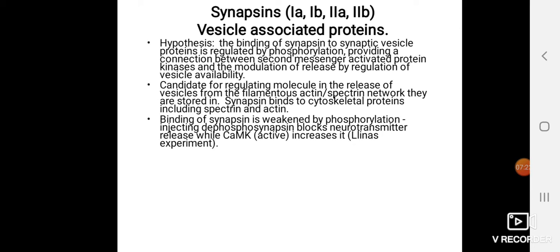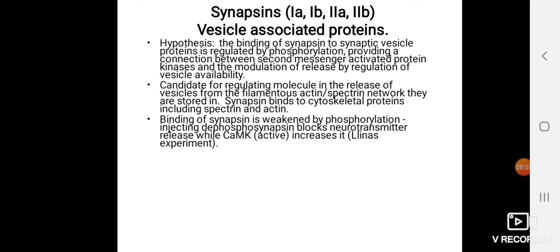Now, how exactly do these vesicles bind and fuse, as we are discussing the synaptic vesicle? Here there is a protein called synapsins: 1A, 1B, 2A, 2B. These proteins are vesicle associated and they link the vesicles to each other and to the cytoskeletal elements, and because of them the vesicle is going to be docked at the docking zone in the synapse.